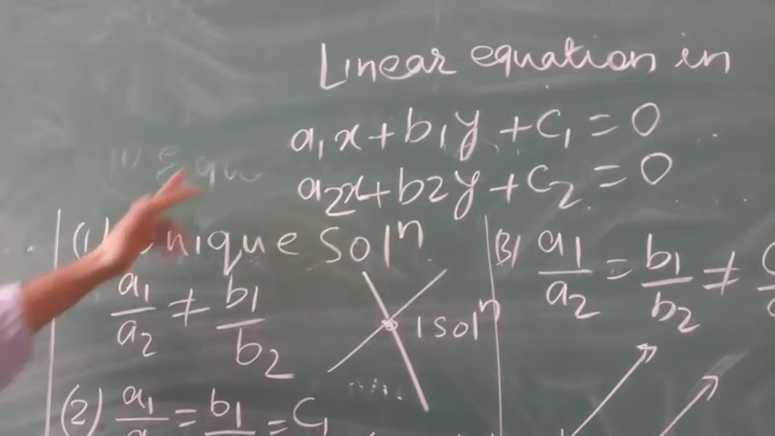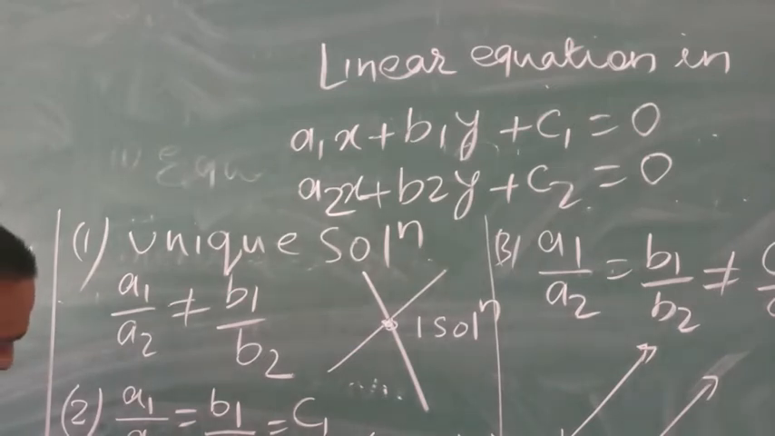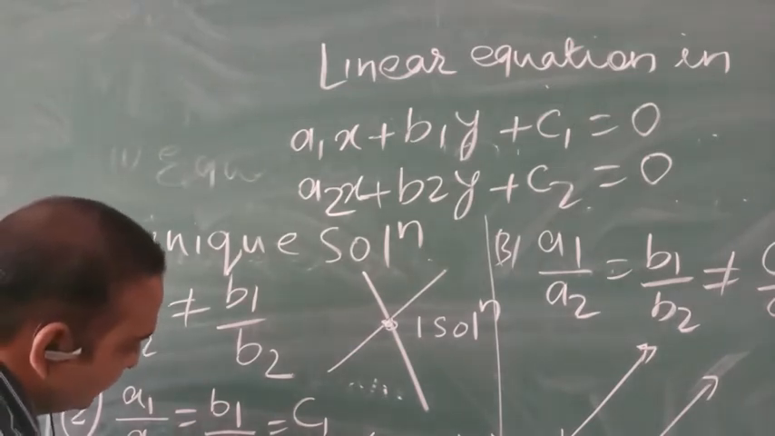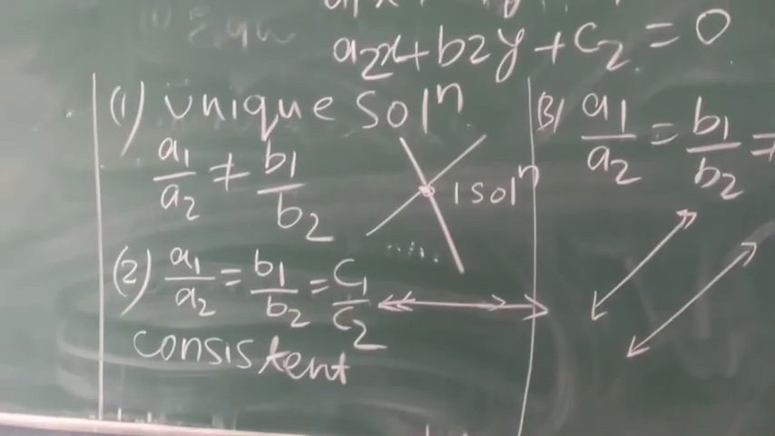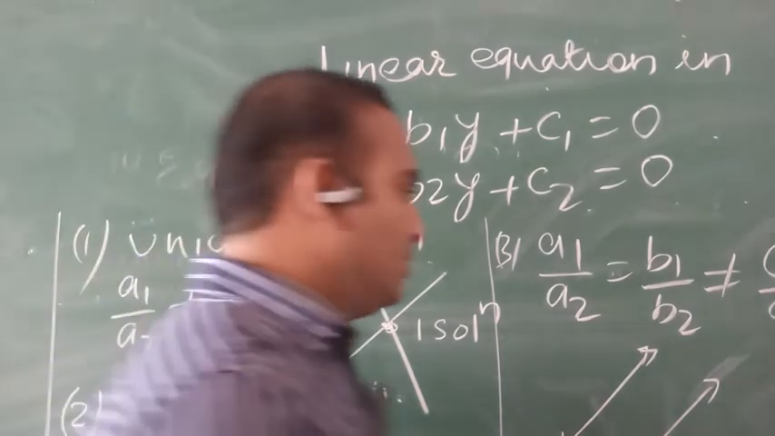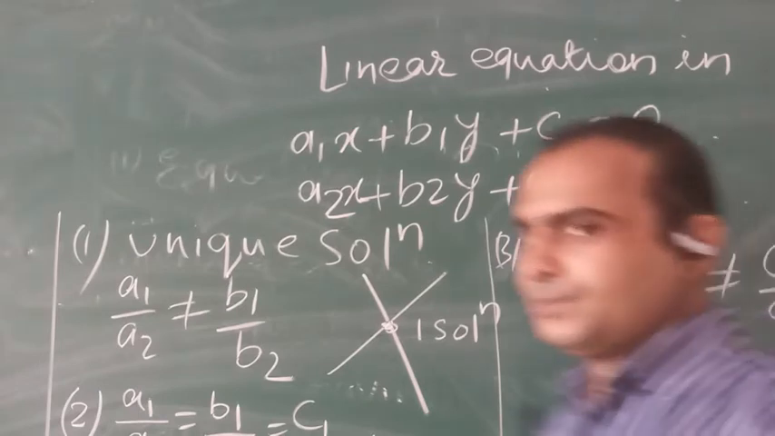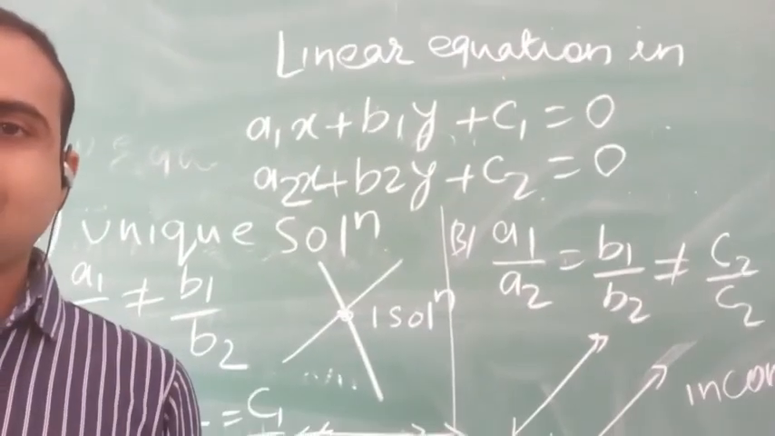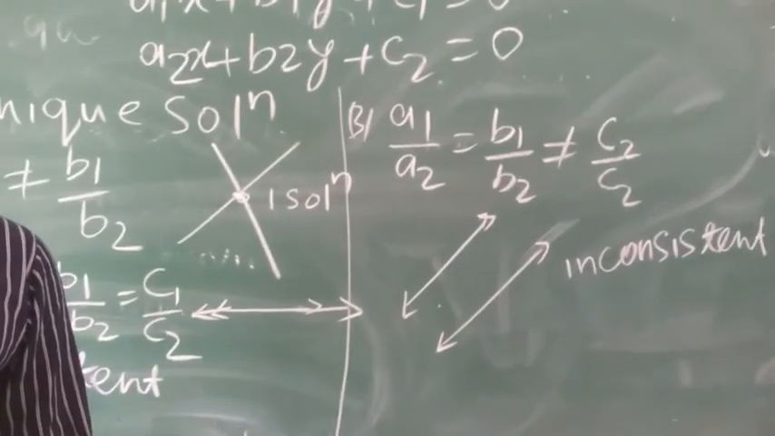If 2 lines have any solution, then it is called consistent. And if 2 lines have no solution, that is called inconsistent. You can see it.